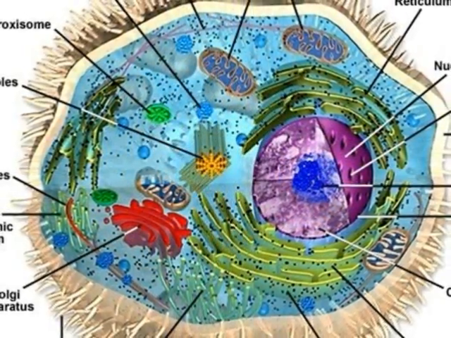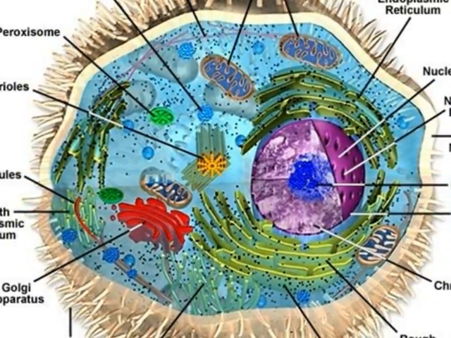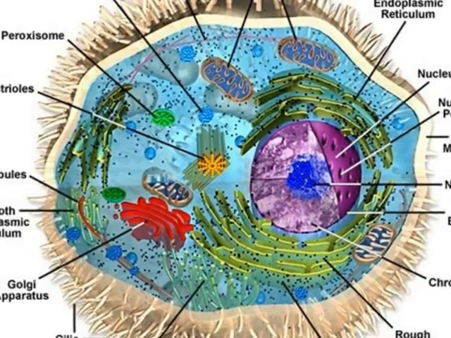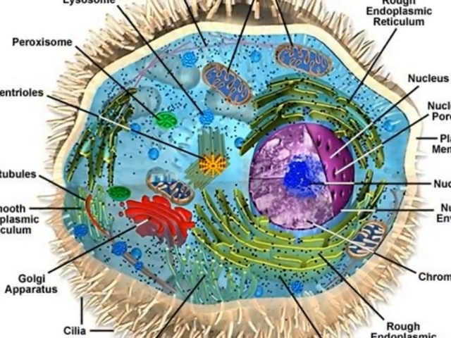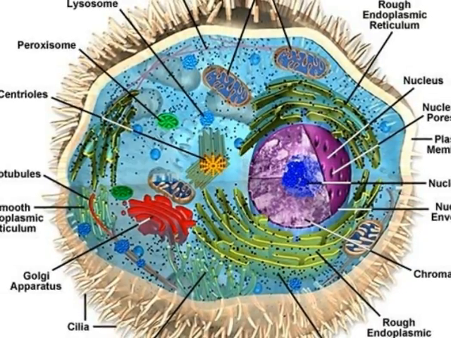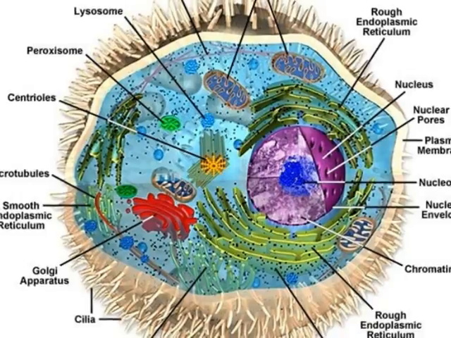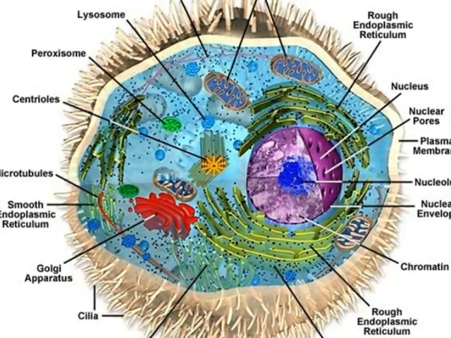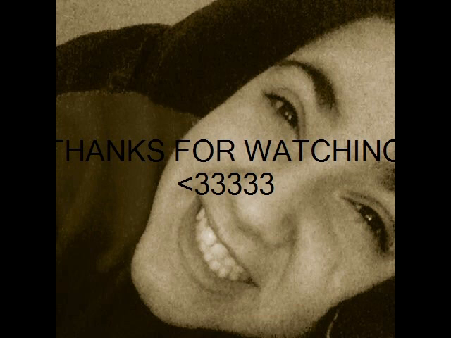Then we move on to vesicles. A vesicle is a bubble-like structure that stores and transports cellular material, and it digests waste within the cell. It's separated by at least one lipid bilayer.